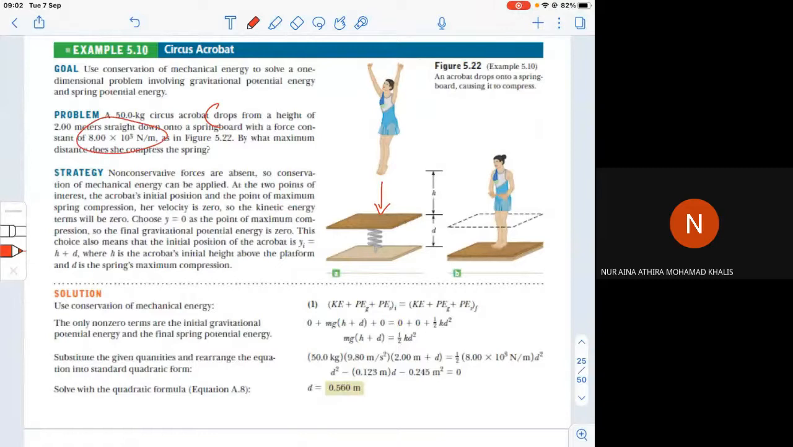So ini ialah nilai apa? Force constant ialah nilai K. Ini ialah nilai Y. In figure 5.22, by what maximum distance does she compress the spring? So dia nak apa ni? Delta Y. Okay. Dalam situation ni, the spring is not in x-axis but in y-axis.